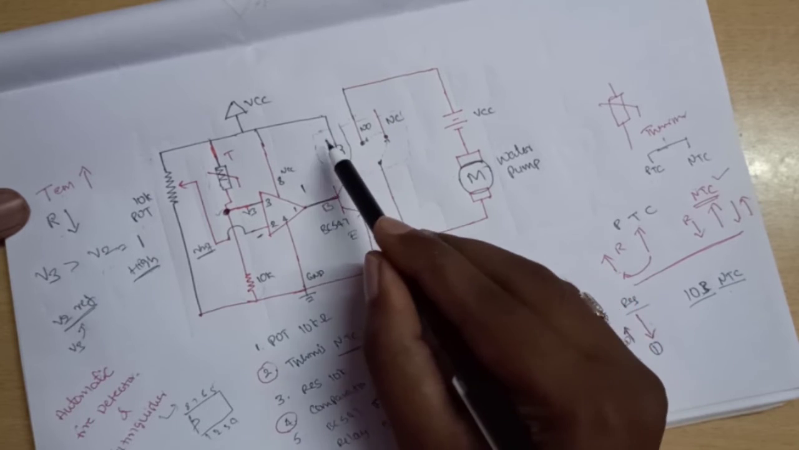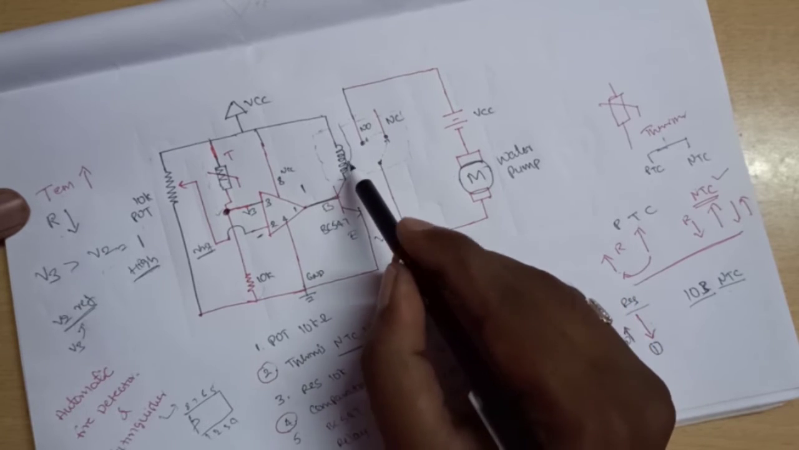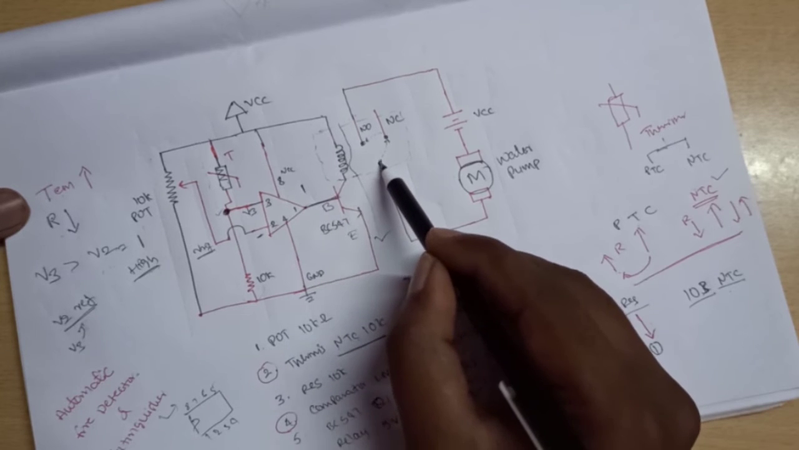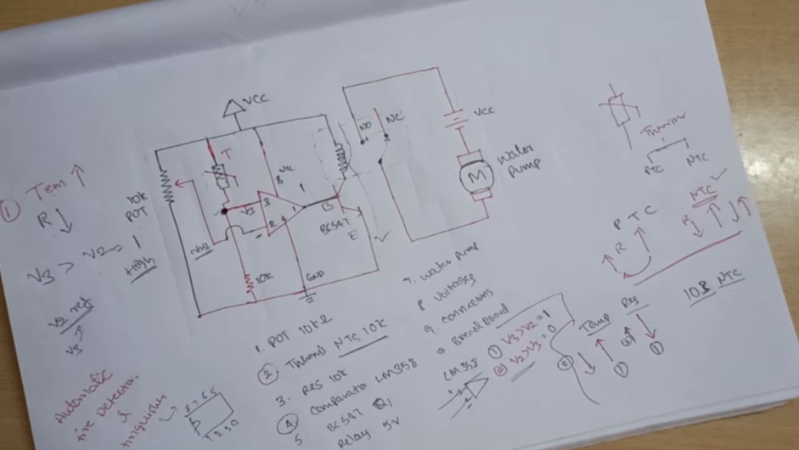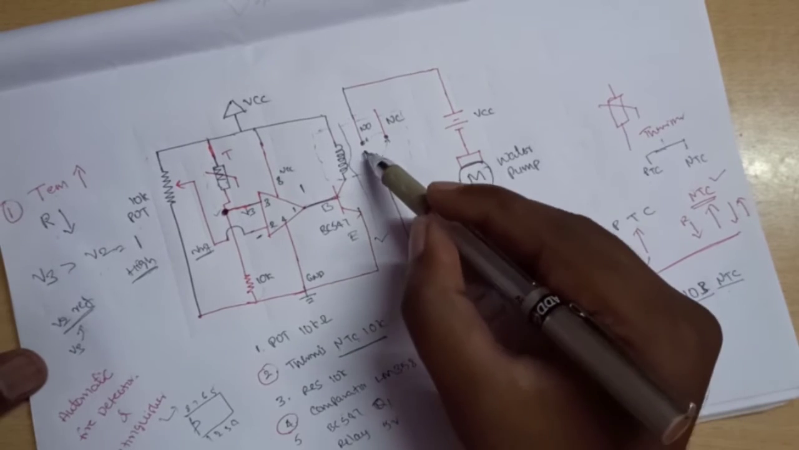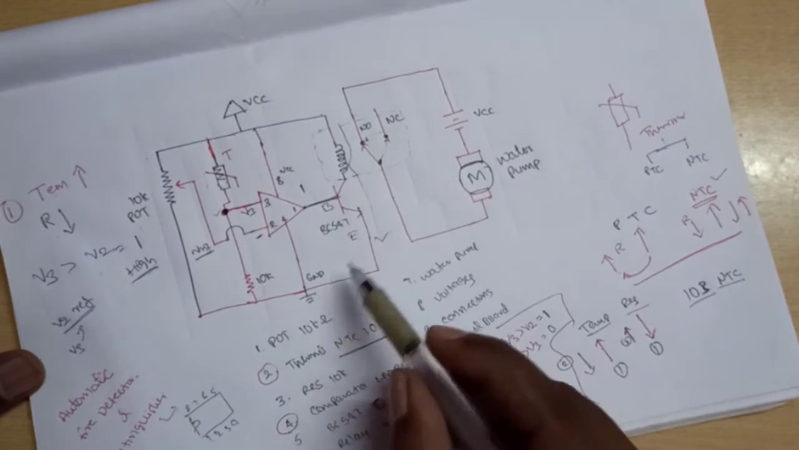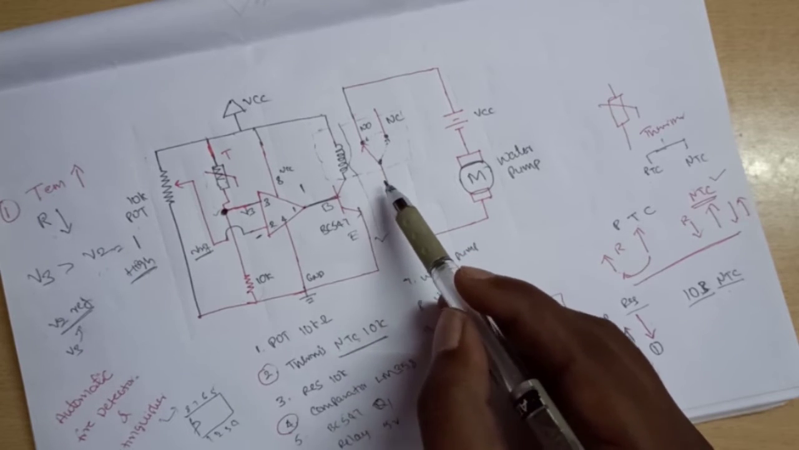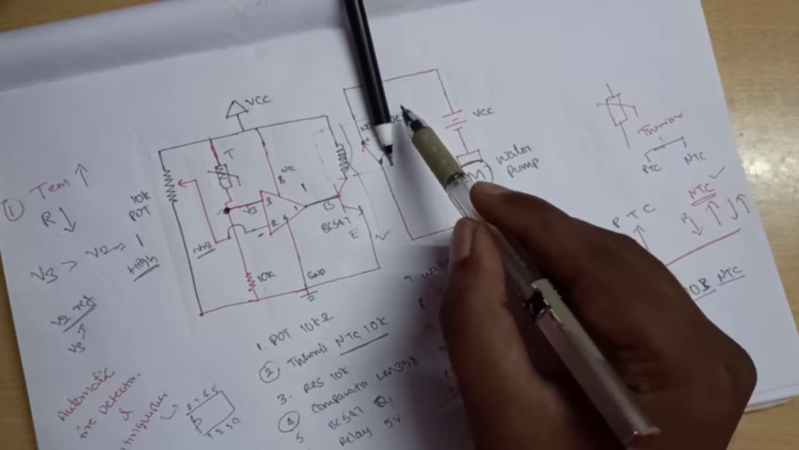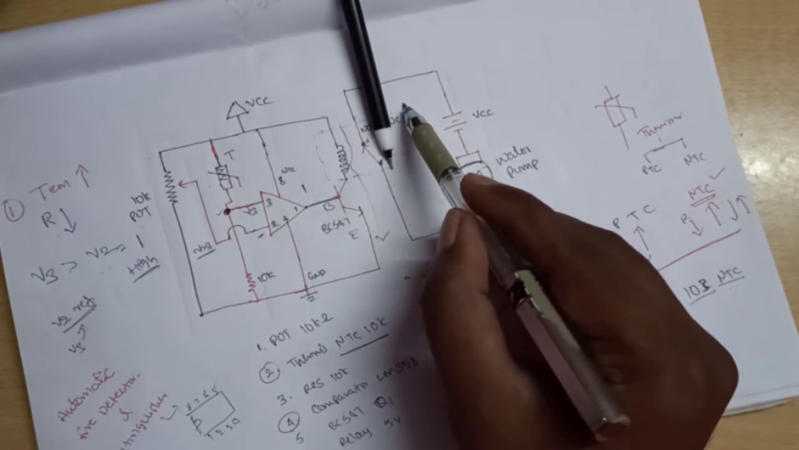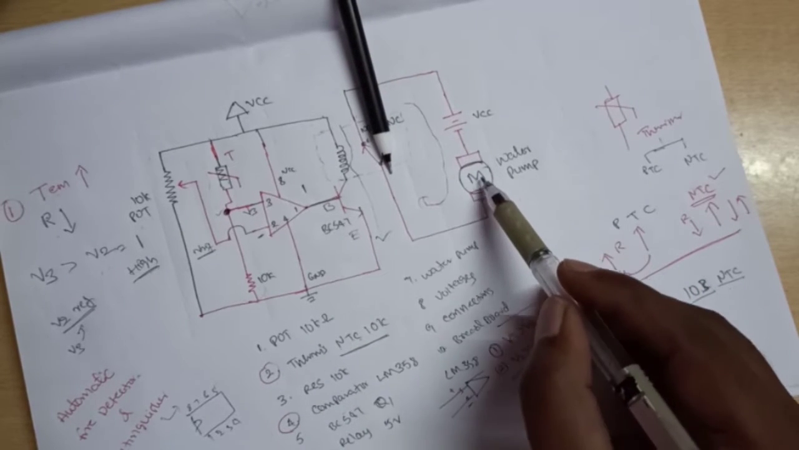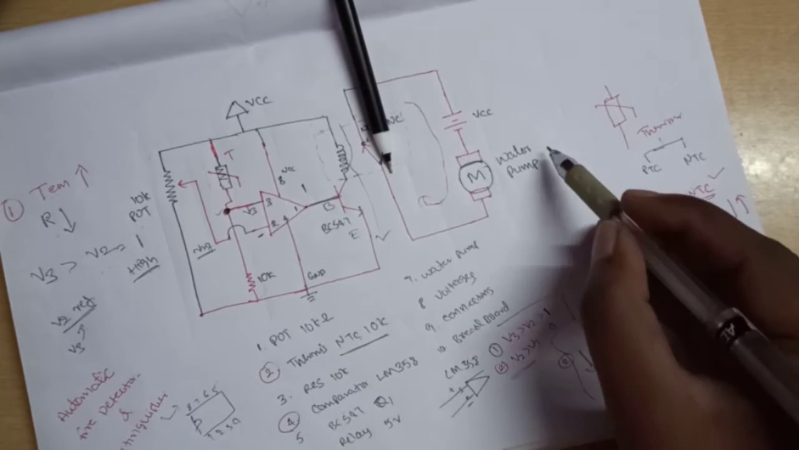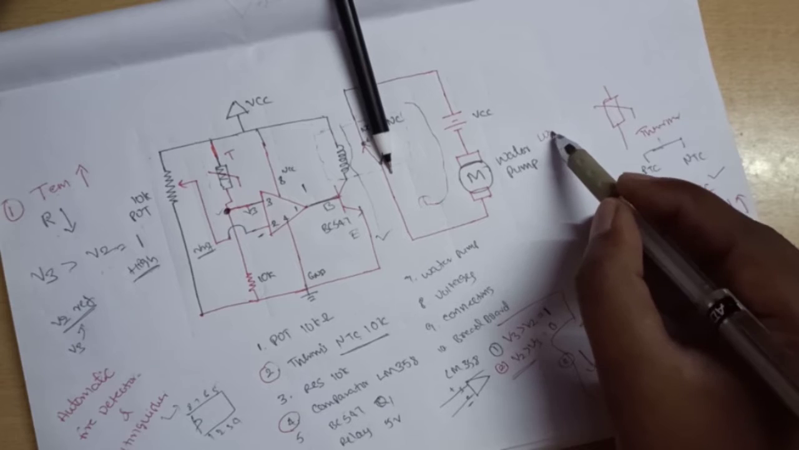If the relay is in the turned-on condition, this coil is producing some magnetic flux. Due to the magnetic field, this pole is attracted towards the normally open contact. So this is the normally open, from this side to this side. So at this condition, this is the closed circuit. That is why this pump will be in the on condition. Then we will get water.